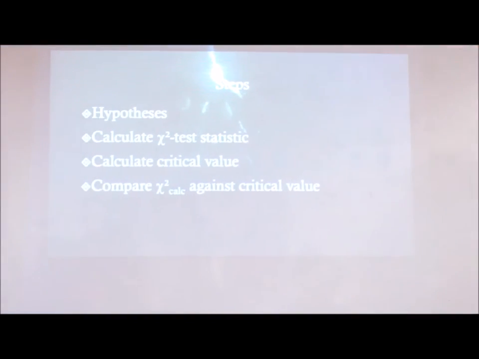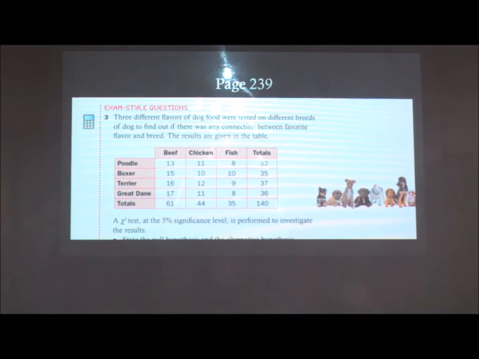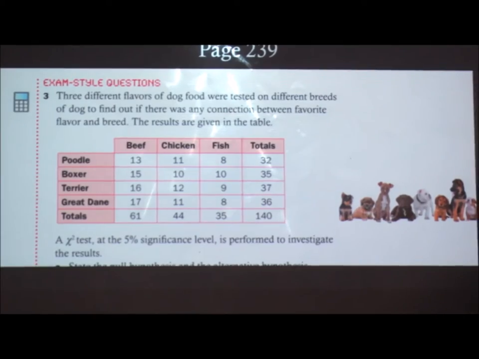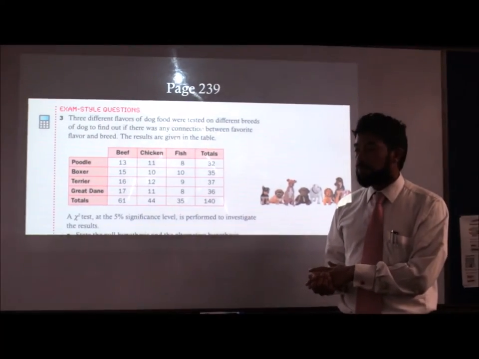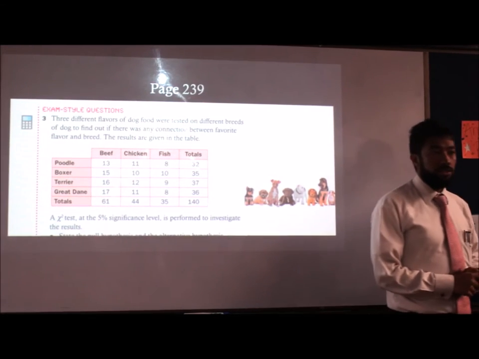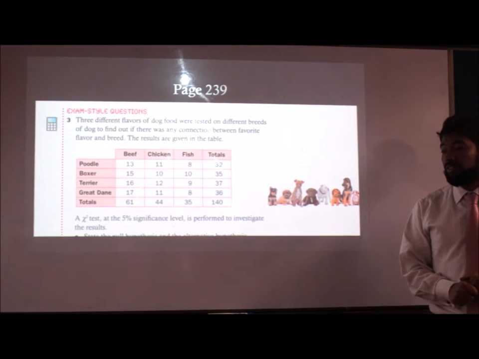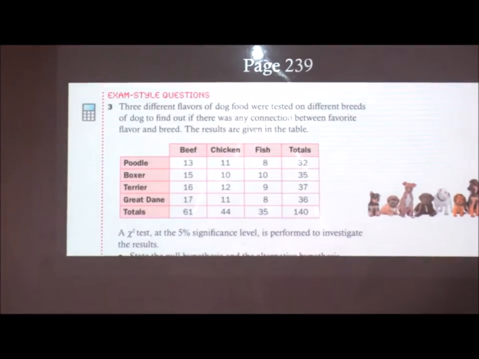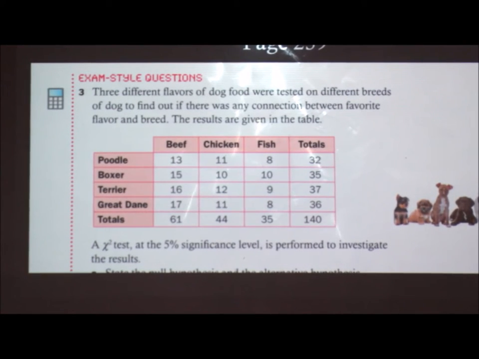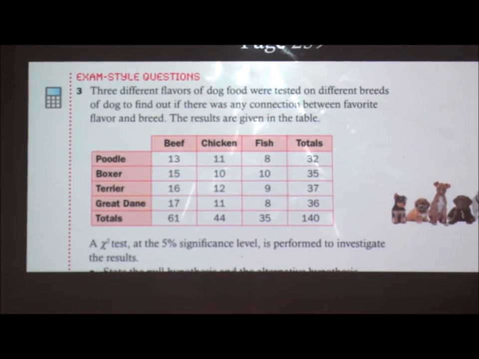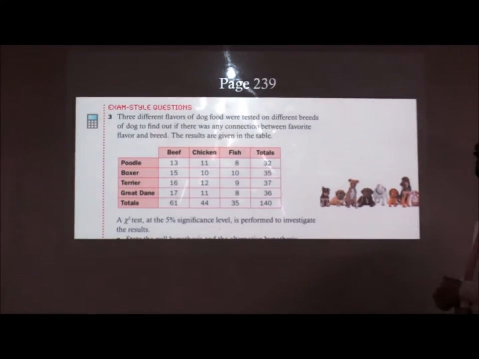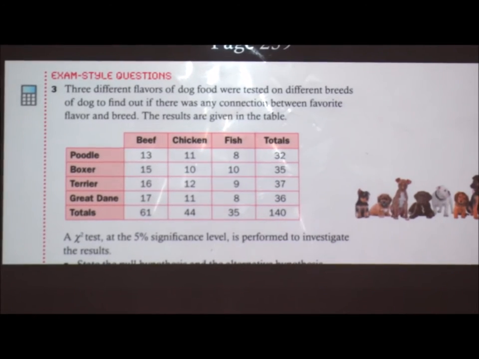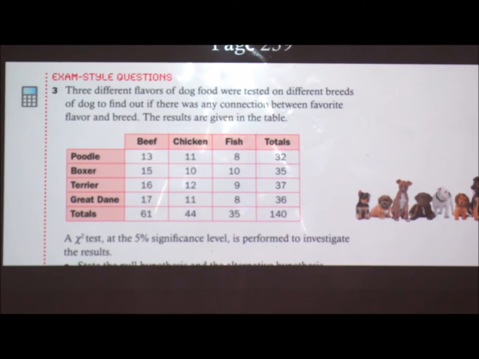Now, let's begin. In order to begin, I will ask you to open your books to page 239. It is written there. Page 239. Ready? So, Angela, could you please read the problem? Three different flavors of dog food were tested on different breeds of dogs to find out if there was any relationship between favorite flavor and breed. The results are given in the table.